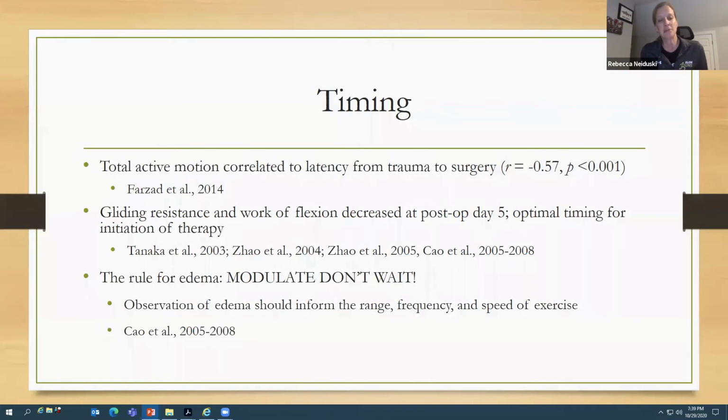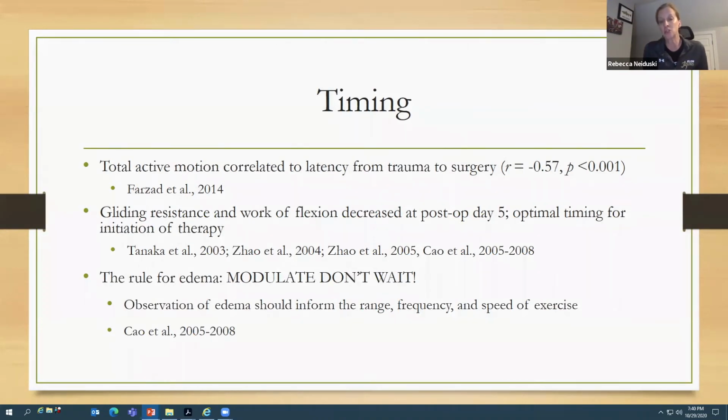And then really for edema, the idea of modulate, don't wait. A lot of times therapists will feel very uncomfortable for an edematous digit to really get things started. And so we know that the observation of edema should inform the range of motion, the frequency of motion, and the speed of exercise. So therapists don't have to do full range of motion. They can do partial motion, which was really coined by Raz Evans as short arc motion. So even a partial range we know will produce tendon glide, which is the ultimate, that's our goal in therapy. So we can decide how much range we want to do.